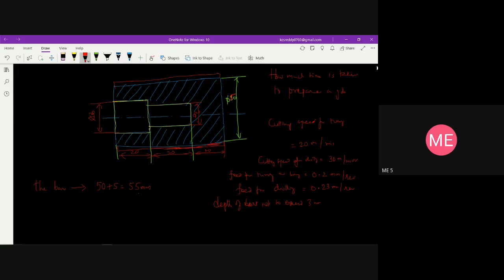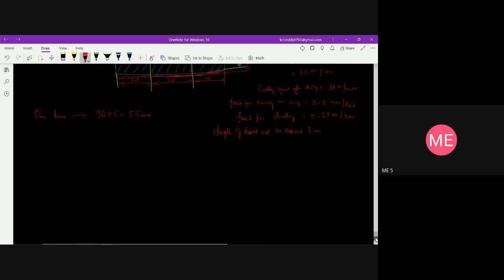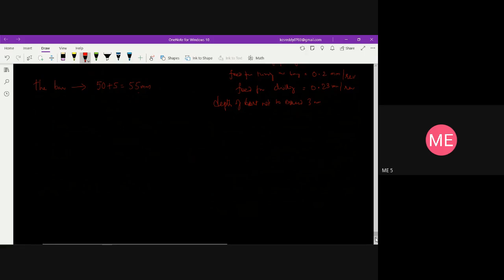This is the thing which I have, say for example, given as 55. We need to undergo turning to reduce it to 50. That is why the blank diameter is taken as 55. Straight away we cannot get 50 mm, so 55 we need to reduce to 50 mm. First it has to be reduced to 50 mm by the turning operation. In a single cut, we take the depth of cut as 3 mm.